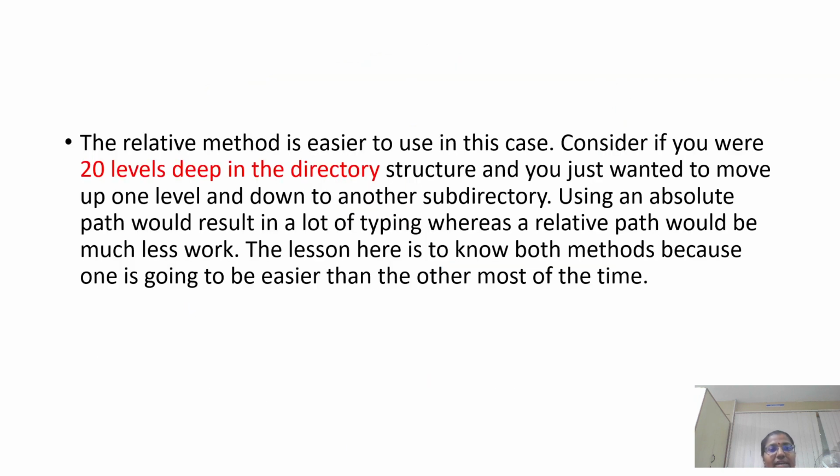So the relative method is easier to use if you are 20 levels deep in the directory structure. If you are only 3 or 4 levels deep, you can mention the name of the path. If your file sample.txt is 20 levels deep under the root, then it is better to go by the relative path.